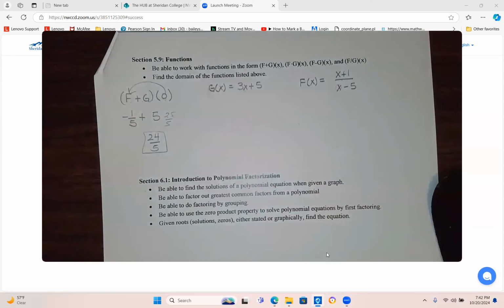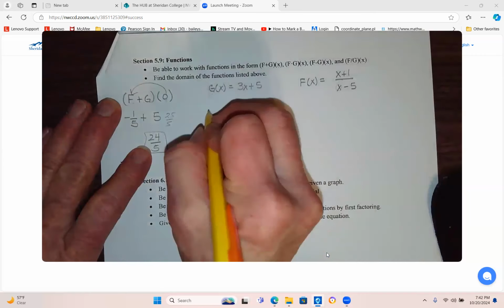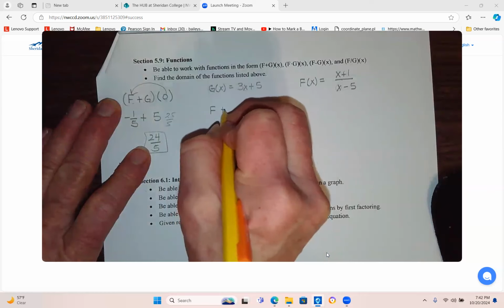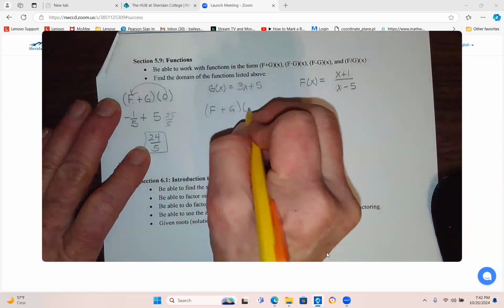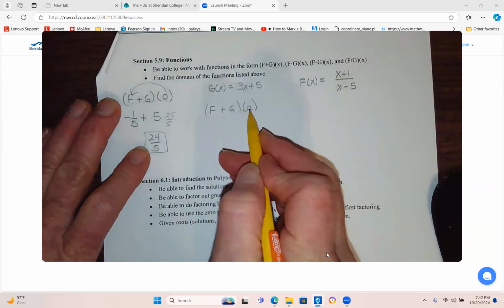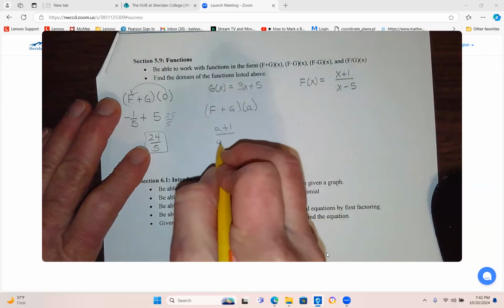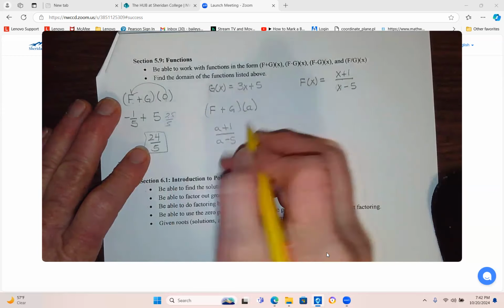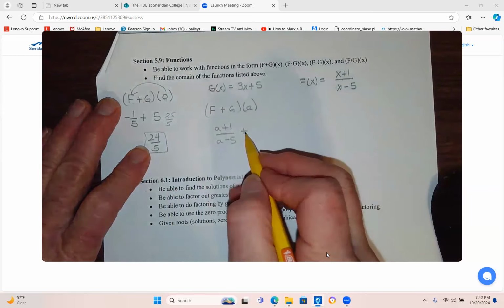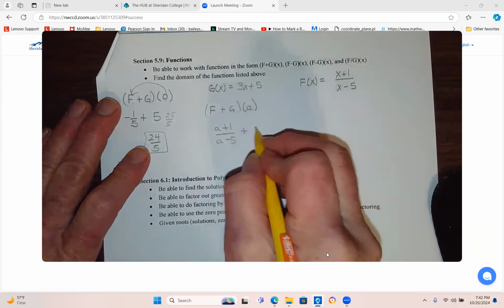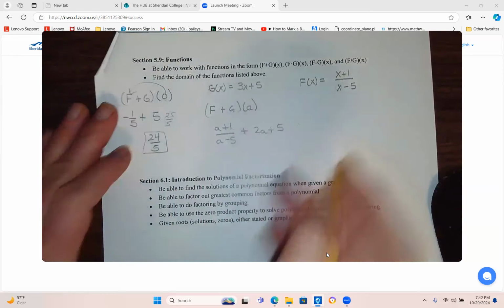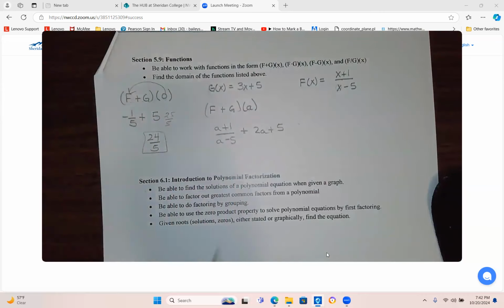And now if you wanted to find f plus g of a, you would put a into the f function, and you would add. I don't know why I keep doing the adding one. You would put a into the g function. And you guys haven't learned how to simplify. This is chapter 7, but you have the right idea.